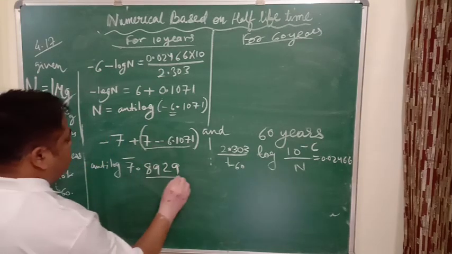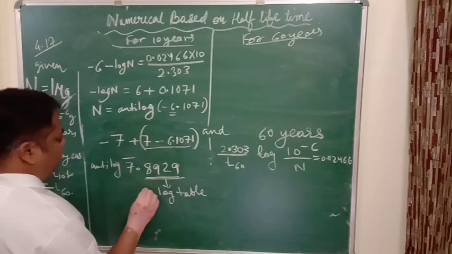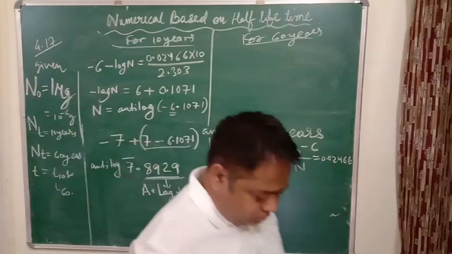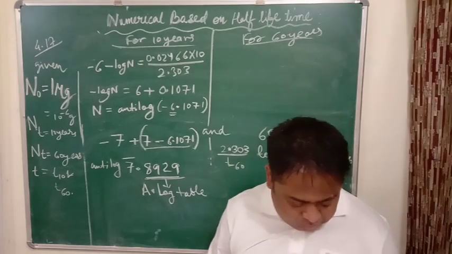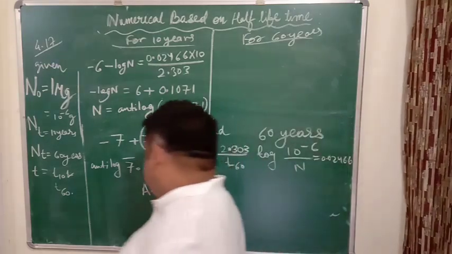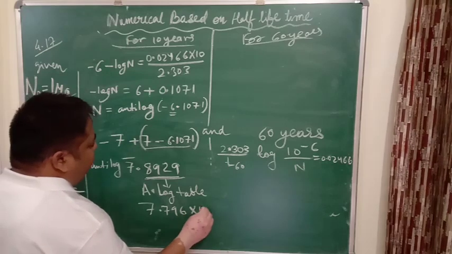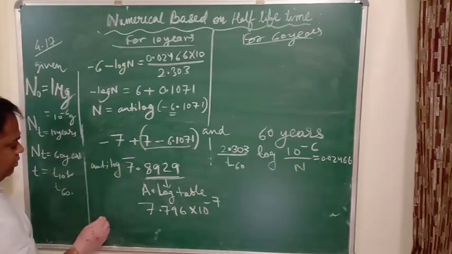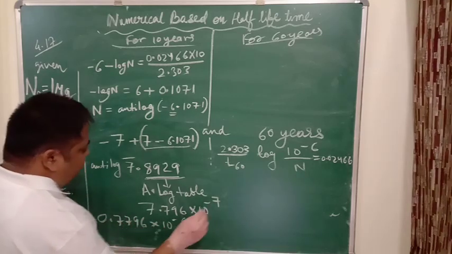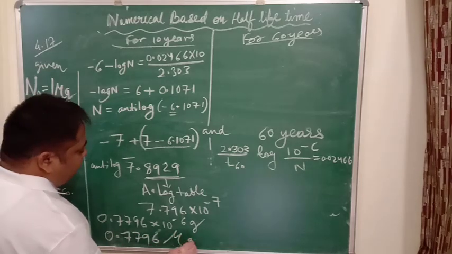Now we will see the value of this much in the log table, or rather the NT log table. This value will come out to be 7.796 into 10 to the power minus 7, or we can write 0.7796 into 10 to the power minus 6 gram, or 0.7796 microgram.